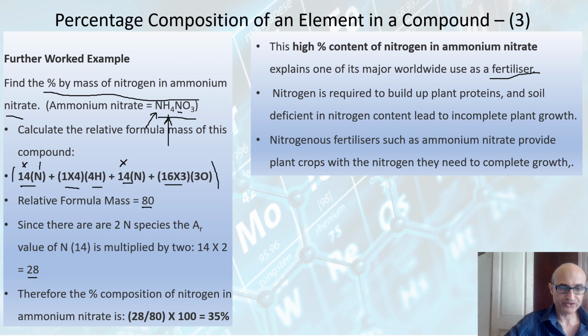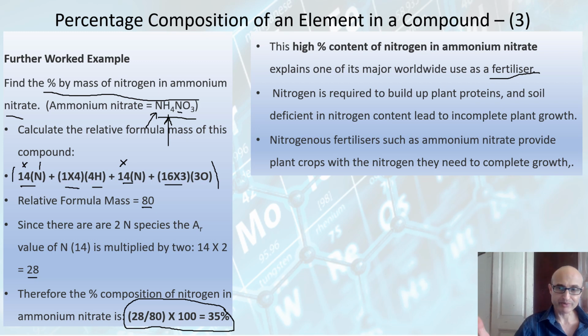And the calculation is right over here at the bottom: 28 on 80, all over 100, and it works out to be 35%. In other words, we are saying that ammonium nitrate is more than 1/3 nitrogen, and that's extremely nitrogen rich.